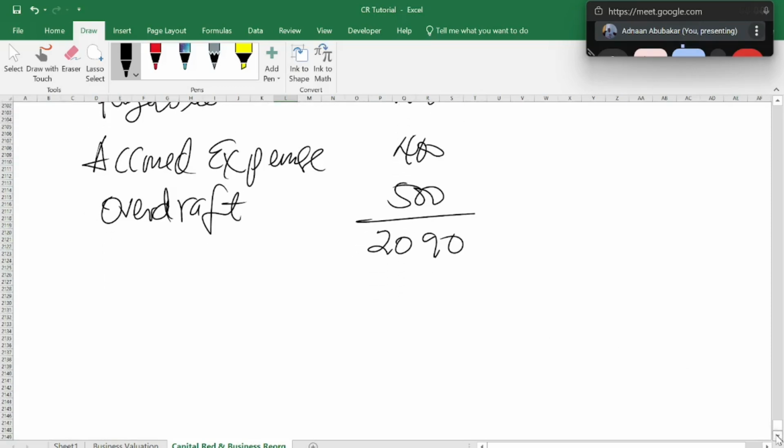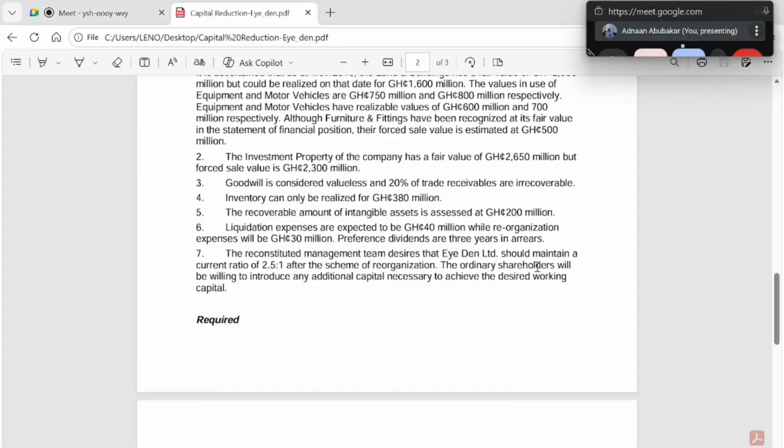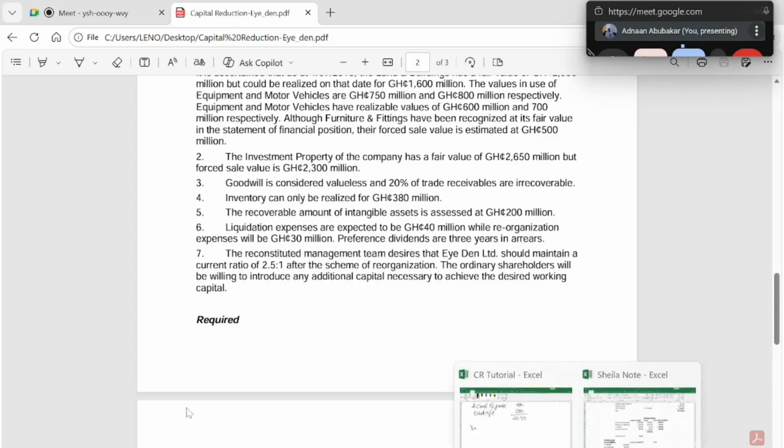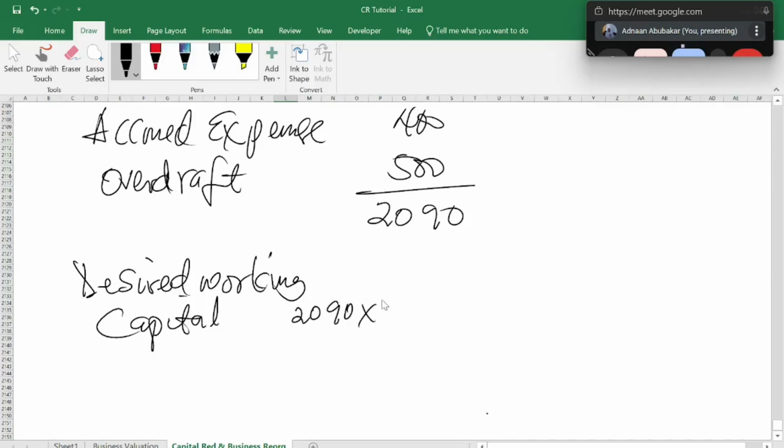So when you are done with that total current liability, then you come and do what we call the desired current ratio. That's what they want. Watch it, read it here. They said the ordinary shareholder would be willing to introduce any additional capital to achieve the desired working capital. You understand? So your desired working capital, how much is your current liability? 2,090. You pick 2,090, then you multiply by the ratio given.